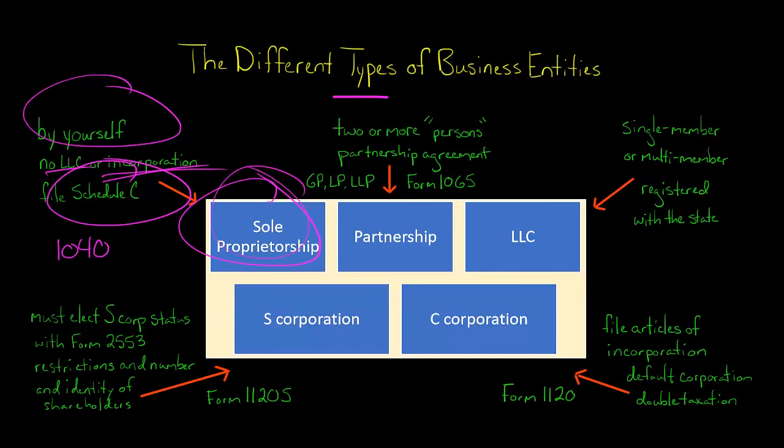Basically, when you are a sole proprietor, the IRS treats you and the business as one and the same. Okay, so you're going to file the Schedule C along with your normal tax return. So that's a sole proprietor.